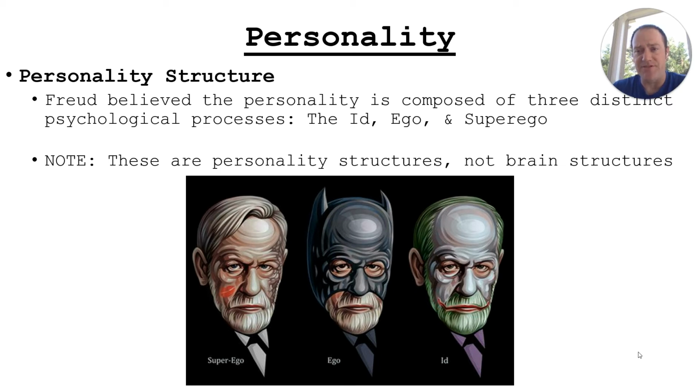And again, I'll talk about what each of those structures are here in just a minute. But it's important to remember that these are personality, not brain structures. He didn't believe that there was actually a part of our brain called the id or anything like that. He believed that it's just a model he used to explain the parts of our personality that we all have, according to Freud. So let's go ahead and jump right in.